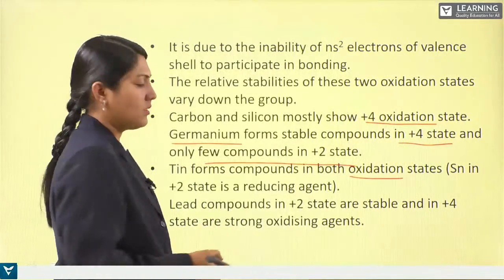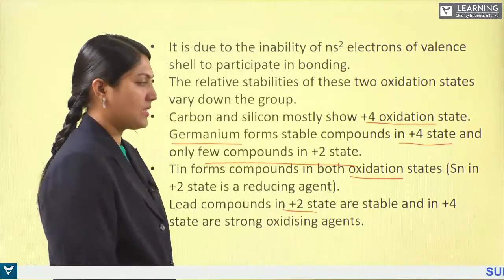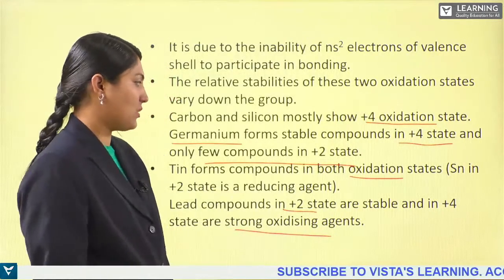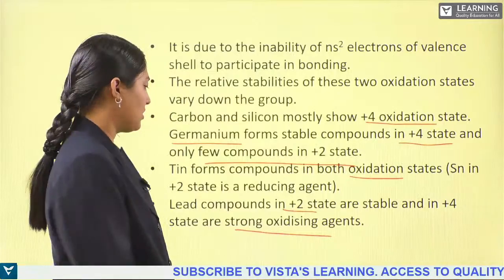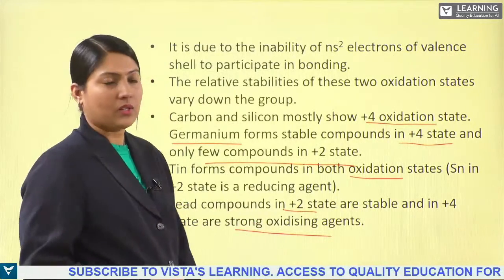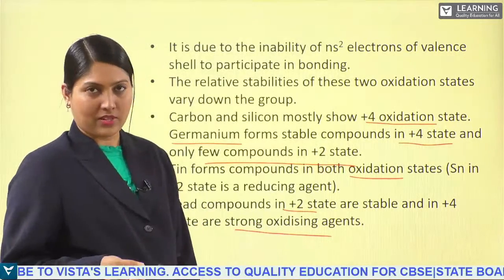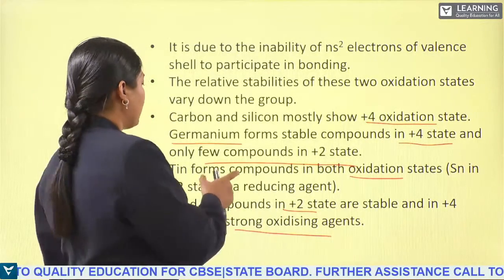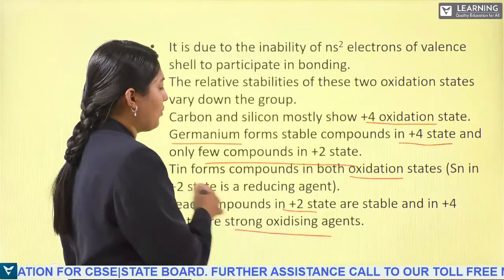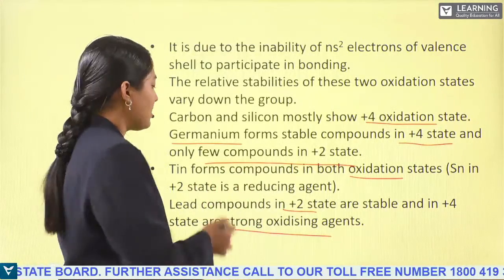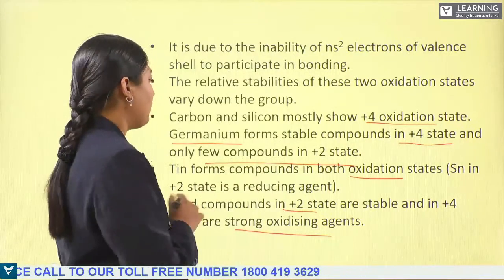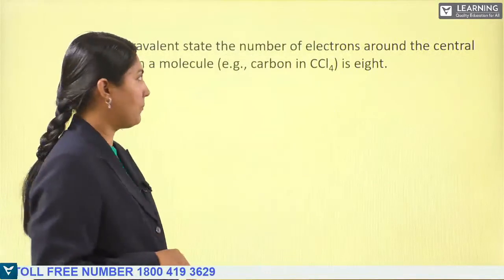Lead compounds in +2 states are stable and +4 are strong oxidizing agents. Why do we say they are strong oxidizing agents? Because they can easily be reacted, whereas +2 are stable. Here also we call the +2 state of tin a reducing agent because it reacts more easily than the +4 state. Here the +4 state will be stable.